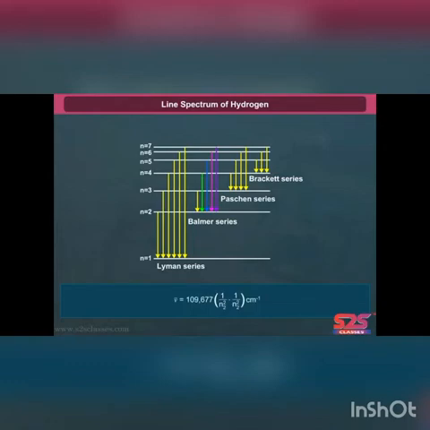The Swedish spectroscopist Johannes Rydberg noted that all series of lines in the hydrogen spectrum could be described by the given expression. Mu bar is equal to 109677 times (1 over n1 squared minus 1 over n2 squared) centimeter inverse, where n1 can take values 1, 2 and so on, and n2 is n1 plus 1, n1 plus 2 and so on. Mu bar is the wave number of the spectrum. The value 109677 centimeter inverse is called the Rydberg constant for hydrogen.